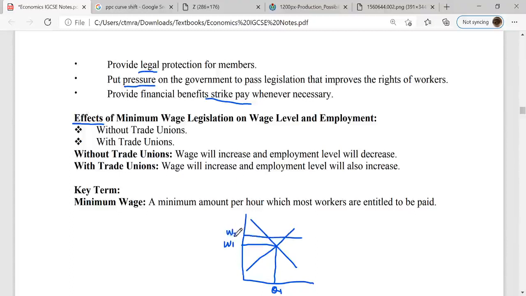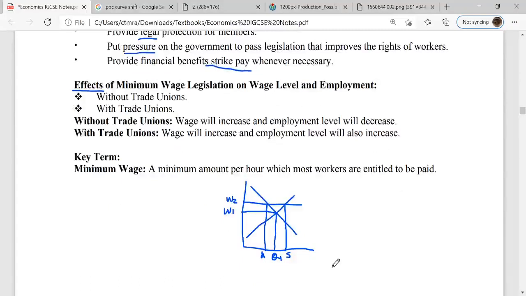Whenever the government does that, what happens? The demand for labor will fall to this point, and the supply of labor will increase to this point. Why? Because demand will decrease as the firms won't be able to afford this expensive labor, and supply will increase because it will attract more laborers into the market. So sometimes it may create unemployment. That's a huge problem, because as the government is trying to solve one problem, it's creating another. It's a very challenging situation for the government.